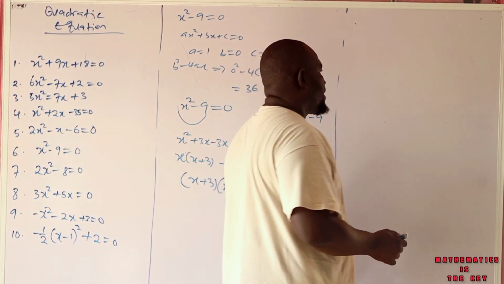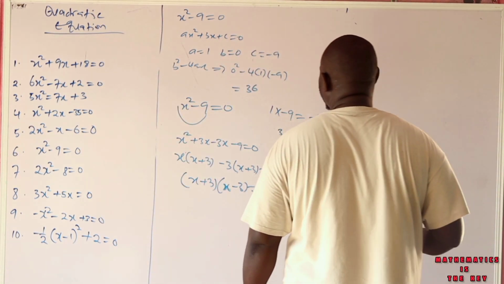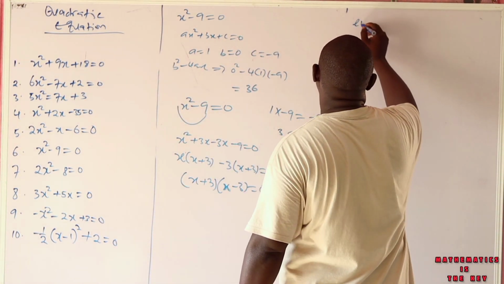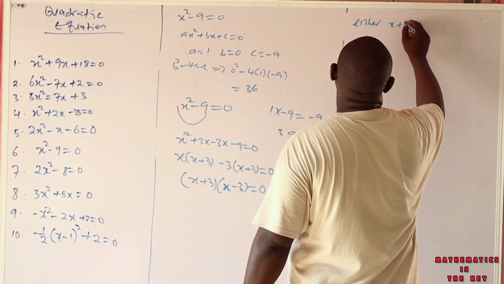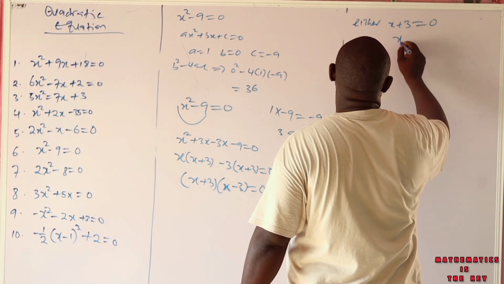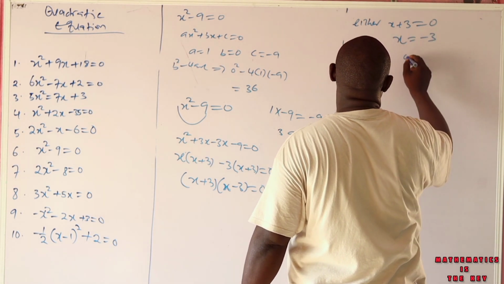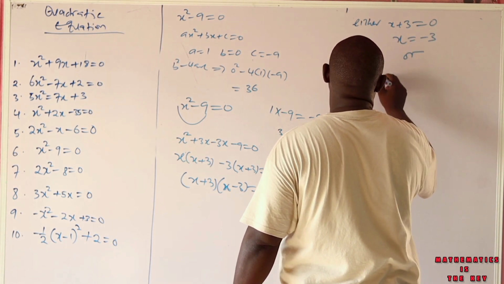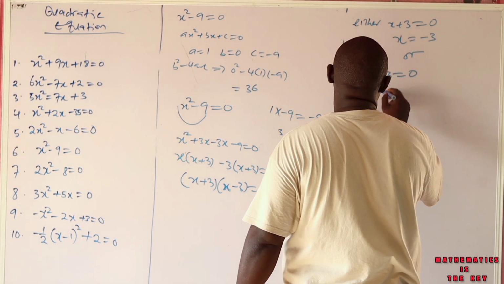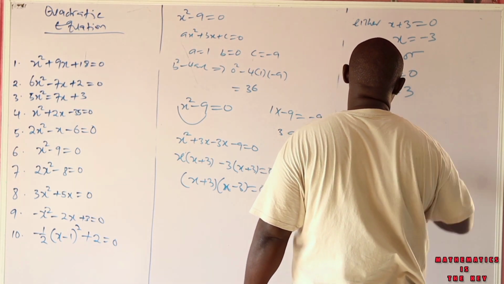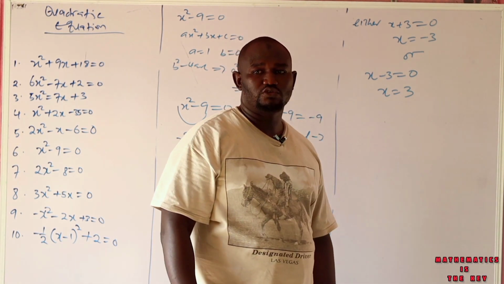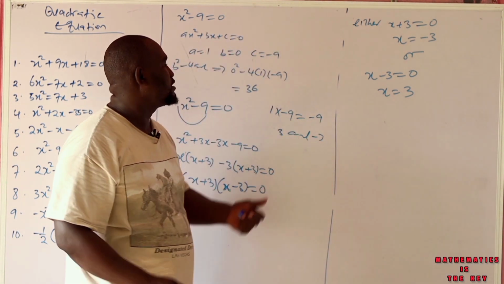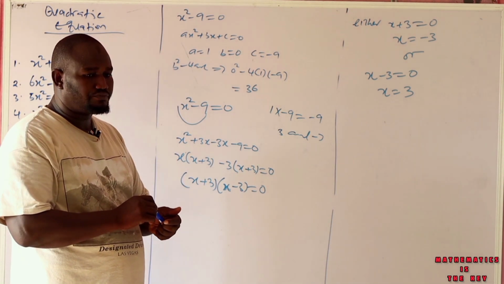Again, product of two brackets to give us 0. Either of the brackets is 0 or both are 0. So either x plus 3 is equal to 0 to have x is equal to minus 3, or we have x minus 3 is equal to 0 to give us x is equal to 3. So minus 3 and plus 3 are the solutions to this particular quadratic equation.